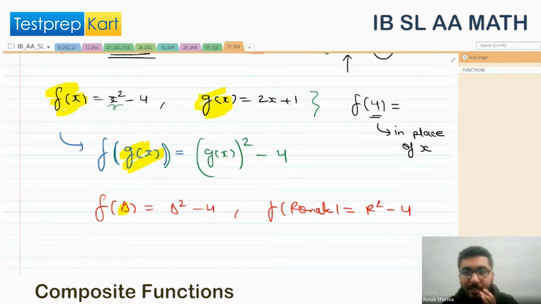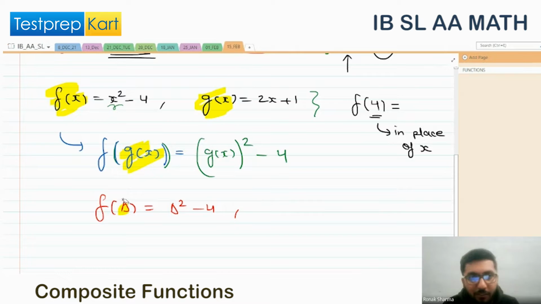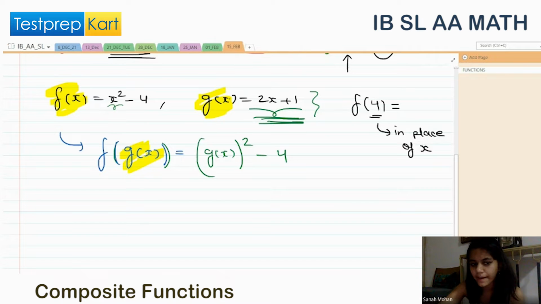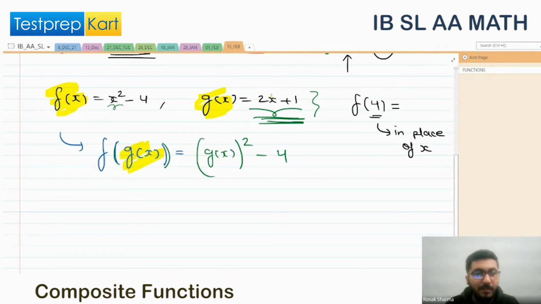Are you clear with this? Okay, but Ronak doesn't have any value, so let us not consider it. Triangle, we don't know what it is, so let us not consider it. But do we know what g of x is? That is 2x plus 1. So I'm going to put 2x plus 1 here, minus 4. So if I simplify it, what is a plus b whole square?